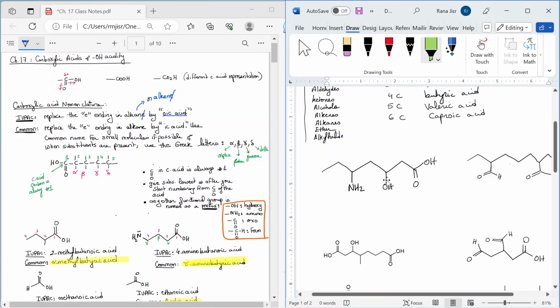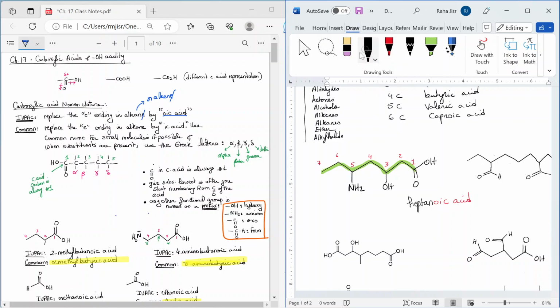Let's have an example over here. Choose the longest carbon chain that includes the carbonyl of the carboxylic acid. Give the carbonyl of the acid carbon number 1, and then number your substituents. So this is 4, this is 5, this is 6, and this is 7. 7 means that this is a heptane. So all you need to do is simply take the E in the alkane and replace it with oic acid.